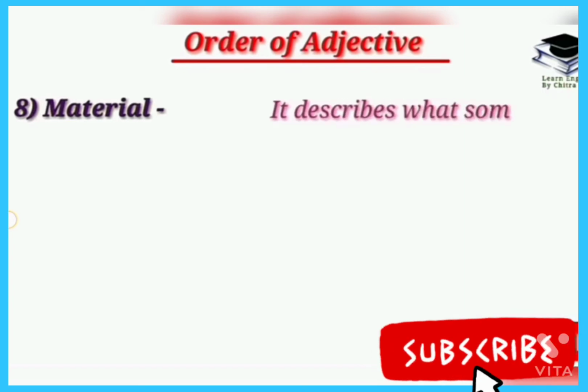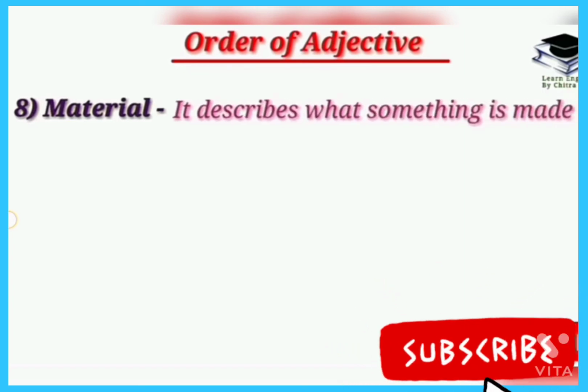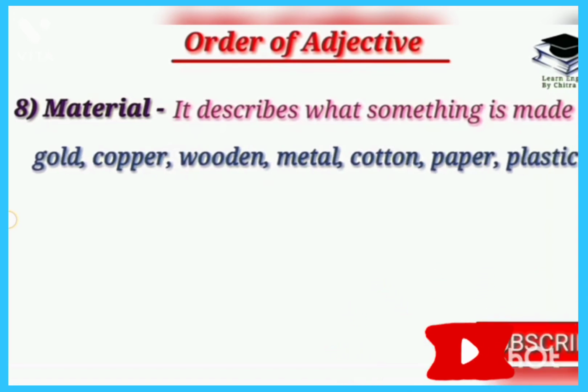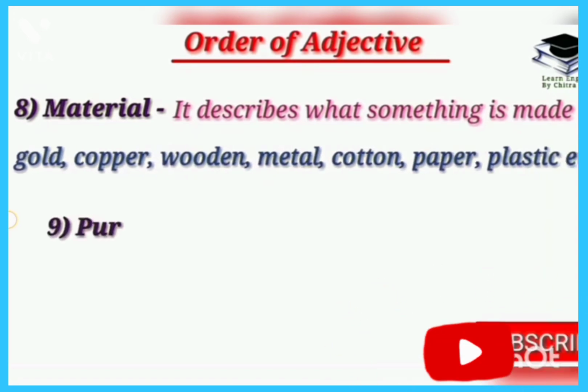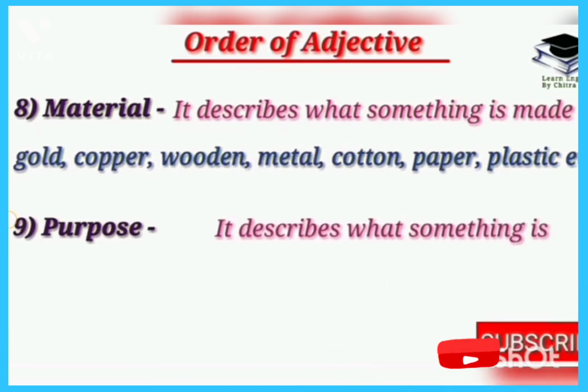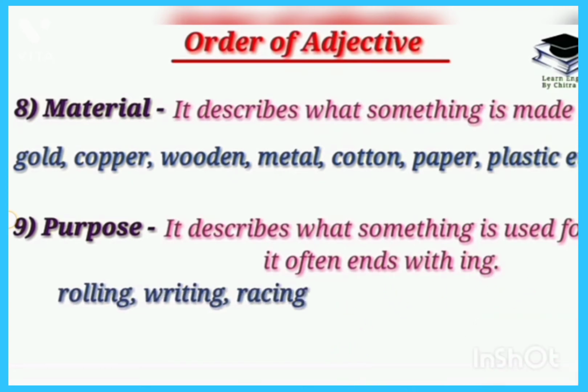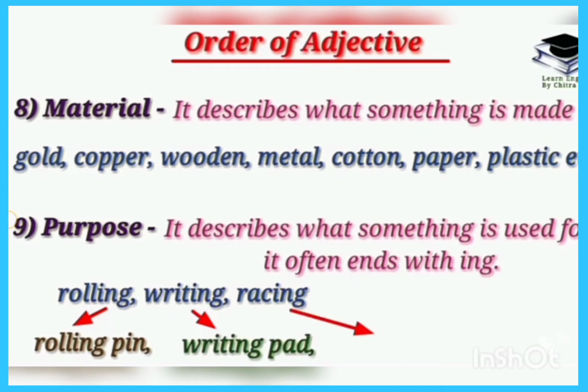Now coming to material: it describes what something is made of. For example, you can say gold, copper, wooden, metal, cotton, paper, plastic, etc. Next is purpose. It describes what something is used for. It often ends with -ing. That is the most important thing: -ing is used to end it. Like rolling, writing, and racing. Like rolling pin, writing pad, and racing car. This is how you have to use it.